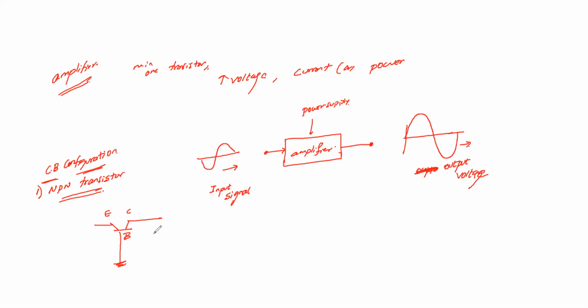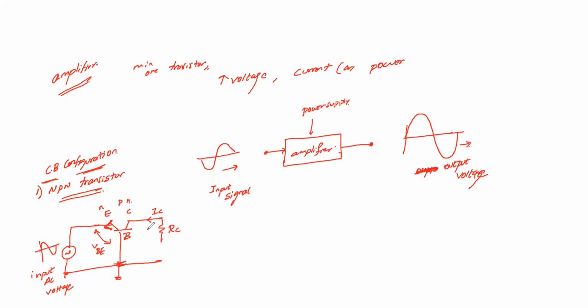Since I'm taking an NPN transistor, the current will be flowing outward, away from it. This is your input voltage, and there will be some voltage across these two, which is your VBE. The base is grounded and I'm applying the input AC voltage here. Across the collector there will be a load, a resistive load, your RC.